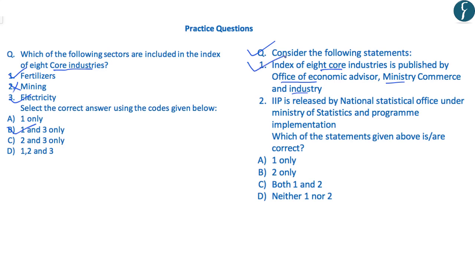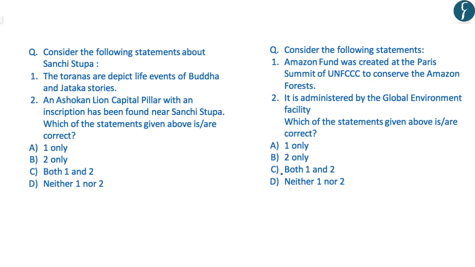The second statement reads, the Index of Industrial Production or the IIP is released by the National Statistical Office under the Ministry of Statistics and Program Implementation. Now here you should note that earlier the IIP was released by the Central Statistical Office. However, recently this Central Statistical Office was merged with the National Sample Survey Organization to create the National Statistical Office. So presently the IIP is released by the National Statistical Office. So statement 2 is also correct. Hence here the correct answer is C, that is both the statements 1 and 2 are correct. After this you should try both these questions and the answer will be displayed after 5 seconds.